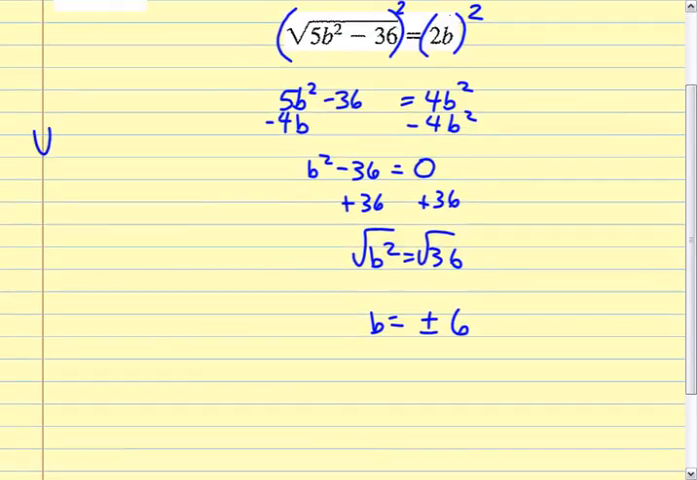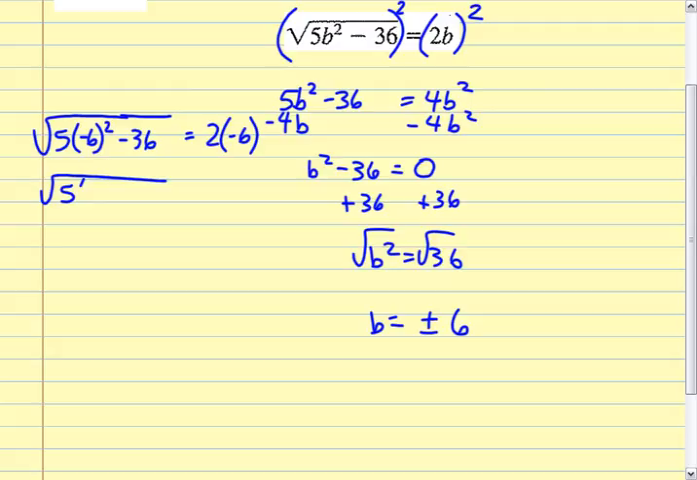Let's go back in here. I'm going to check one. The square root of 5 times, let's start with negative 6 squared minus 36 is equal to 2 times negative 6. All right? Square root of 5 times 36 minus 36 is equal to negative 12. Is that right? Did I mess up with anything there? Am I okay so far, Maddie? Okay.